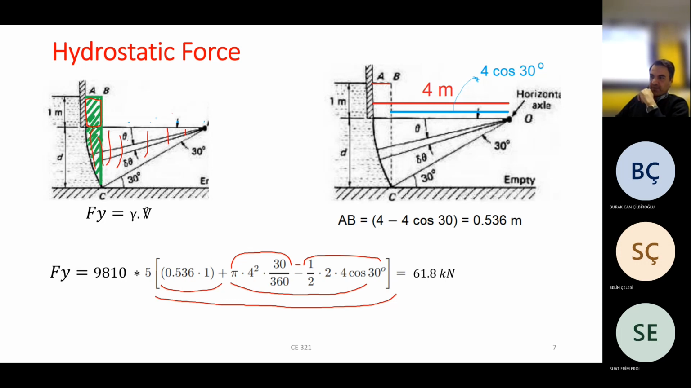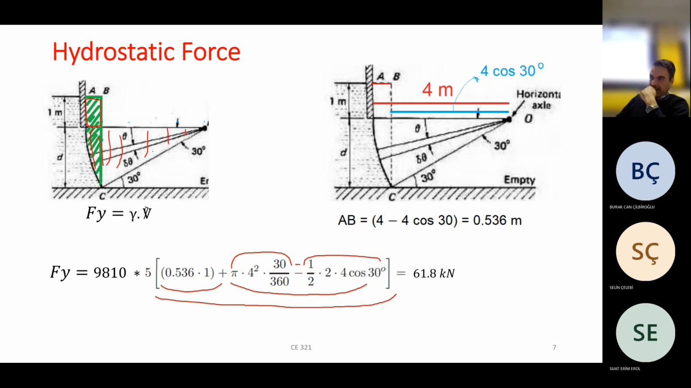It means that if I have a circle here, the area of that circle equals πr². If I find this ratio, 30 divided by 360, it gives you this area.